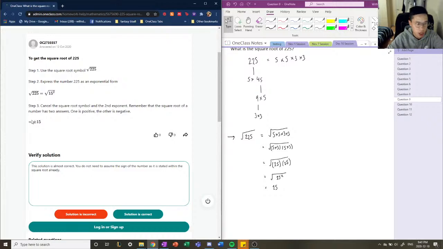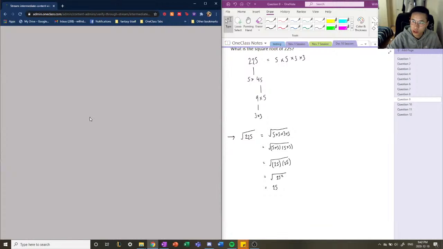So the only reason why we consider the positive and negative number is if there's a variable within this bracket. So if this was the square root of x squared, then we would have to say, oh, it could be positive or negative. But here we have an integer number that is positive, which is 15. So we don't need to assume it's either positive or negative. All right. So unfortunately, the solution is incorrect. But the junior tutor was almost there.